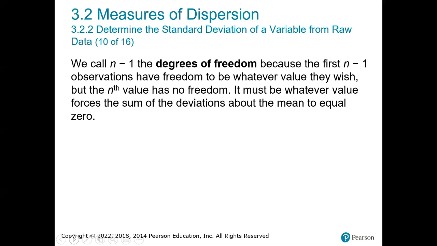Okay, so that may not make sense. So what I'm going to do is give you an example that hopefully does make sense. I go and buy half a dozen donuts. There are six donuts in a box. The first five people that come up to pick a donut have a choice. They have freedom in what they pick. That last person that comes up, that sixth person, has no choice in what they are going to be. It has to be what's left. And in this case, it would have to be whatever makes that value zero.